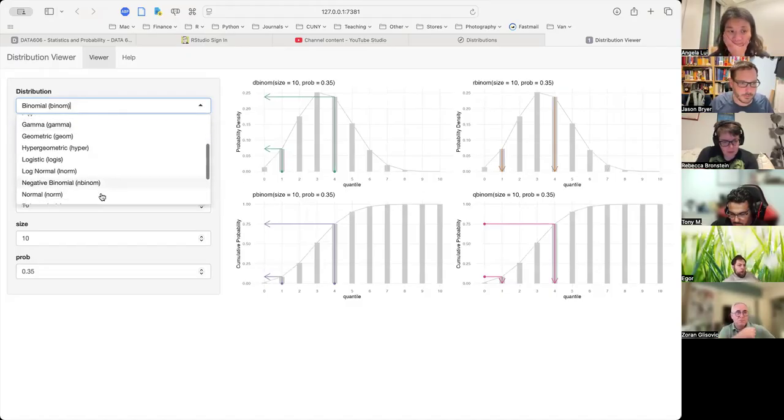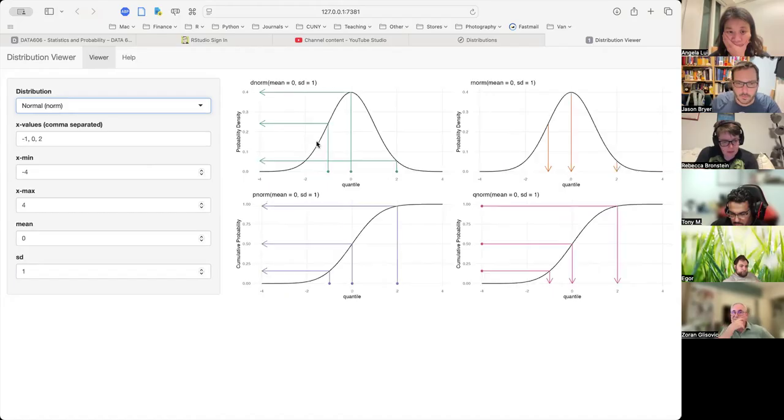But let me go back to the normal. For each of these functions, the D is short for density. Another way to think of it, that's f of x, right? The way this figure is designed, the dots are the input to the function and the arrows are the output. So the D function is just going to give me the height at that particular point.